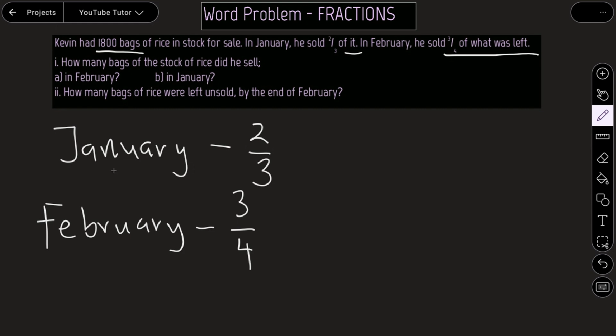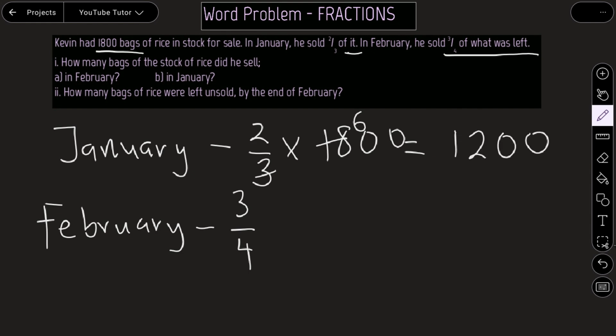When we finish January, what we get is what we are going to use to solve that of February. So let's say we do times 8. The 8 is the 1800 bags. So we can cancel out this, gives us 6. Now we have 2 times 600, which gives us 1200.